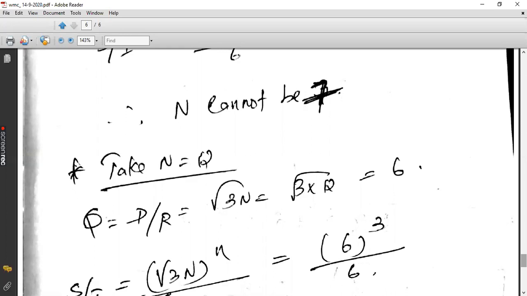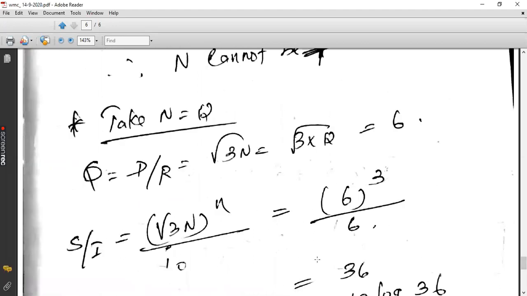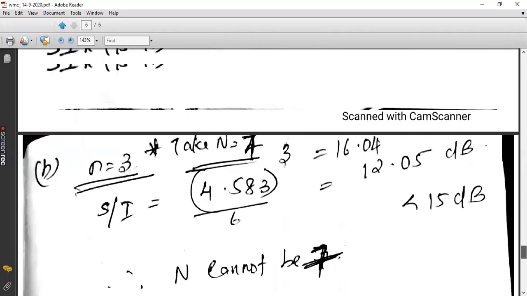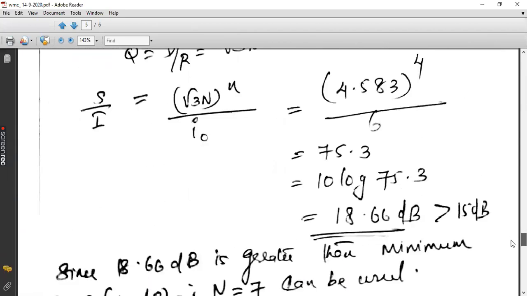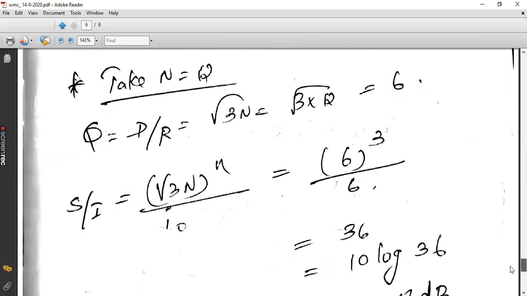So if you take N as 12, then the quality factor that you get is 6. If you take N as 12, then the D by R ratio that you get is root of 12, that is 6. Okay, corresponding to this value, you substitute and find the S by I ratio. The answer will be root of 3N the whole cube. Why is it whole cube? Because it is given that n is equal to 3. You need to calculate for n equal to 3. Clear? So 6 cube divided by 6.